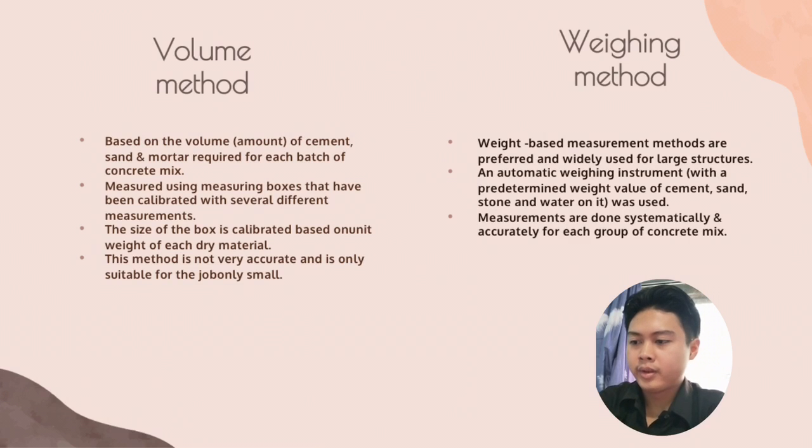And next, we are going to the weighing method. The first one is that weight-based measurement methods are preferred and widely used for large structures. And next, an automatic weighing instrument with a predetermined weight value of cement, sand, stone and water was used. And the last one is that measurements are done systematically and accurately for each batch of concrete mix.